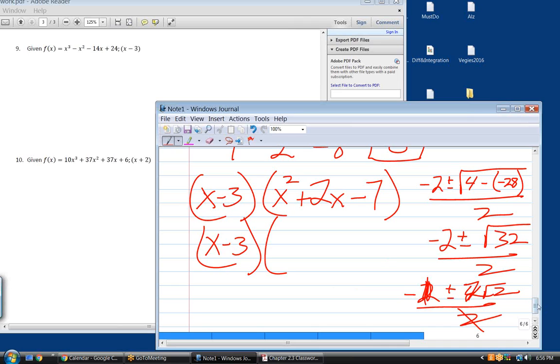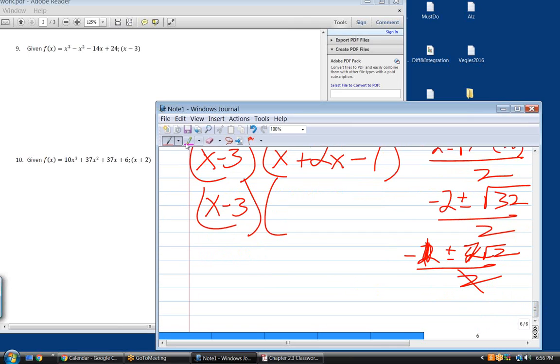Let me make this a little cleaner. When I used the quadratic formula, I was saying x was equal to these things. So here's my two answers. X is equal to minus 1 plus 2 root 2. And x is equal to minus 1 minus 2 root 2. Okay?